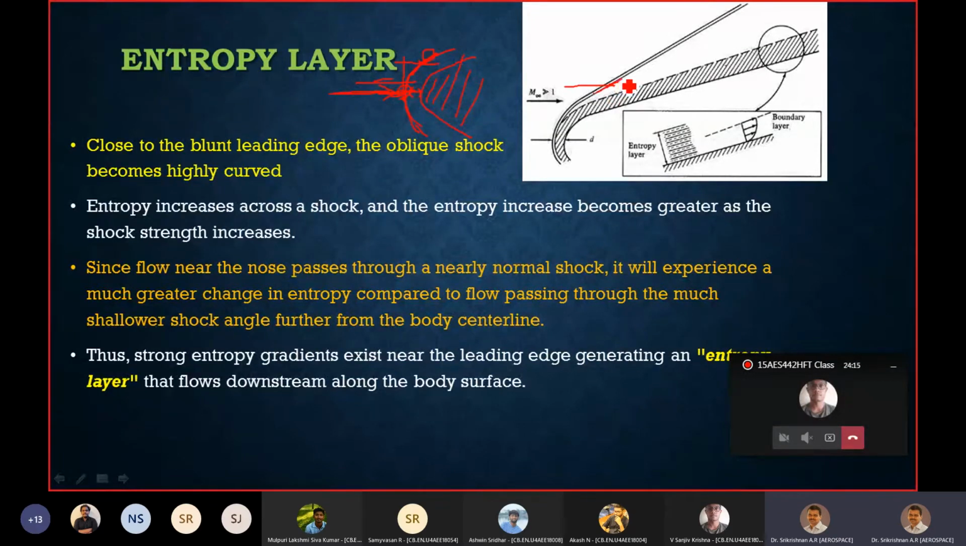They also will have an increase in entropy, but it will be relatively low, which means that if you consider the combined region, you will invariably have a difference in entropy between different layers, because some of them have gone through a normal shock, and some through an oblique shock. So there is going to be an entropy gradient. This can happen in supersonic flow also, but since the Mach number is very high, the gradients are going to be strong and more prominent in hypersonic flow.